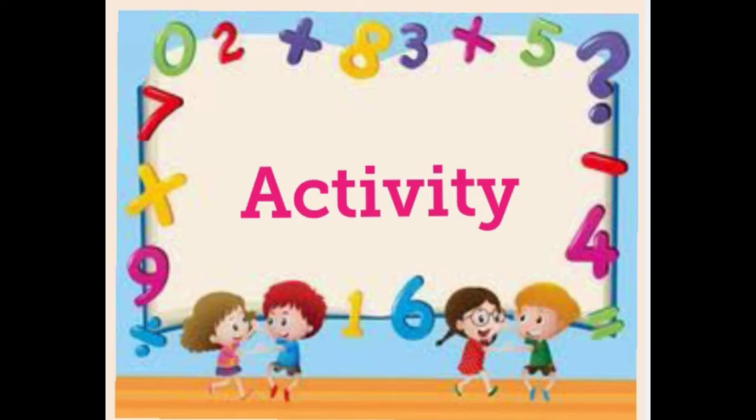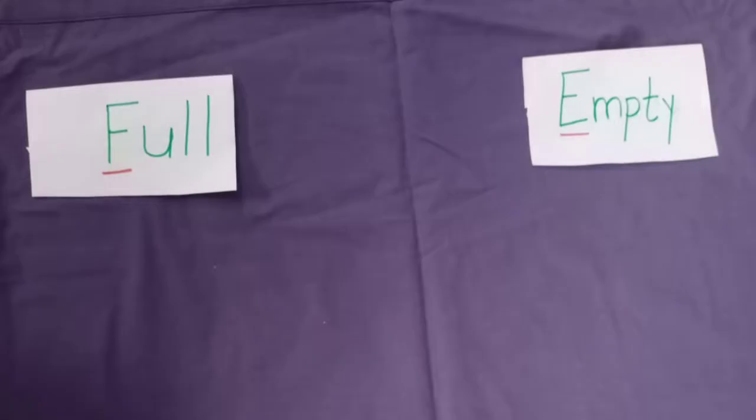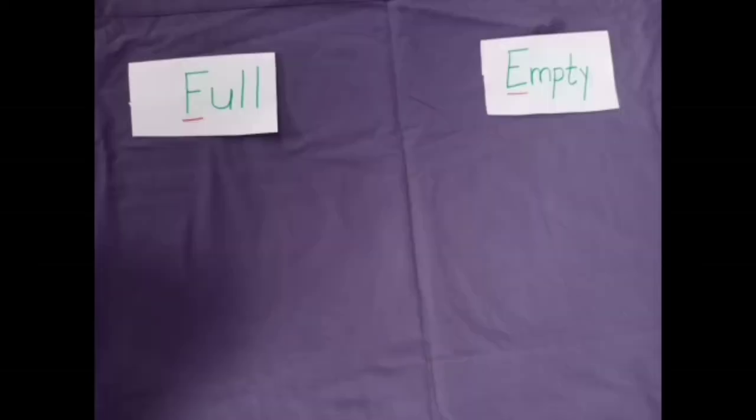Now let's do an activity. Are you ready to do that? In this basket, there are some flashcards of full and empty objects. And here we have two tags where I have written full and empty. One by one, we will take out a picture from this basket, then we will observe. If the object in this picture is full, we will put that picture below the tag where full is written.